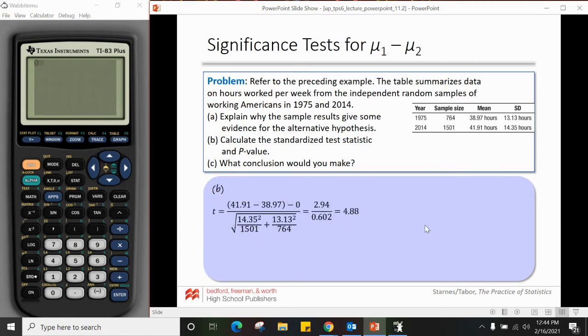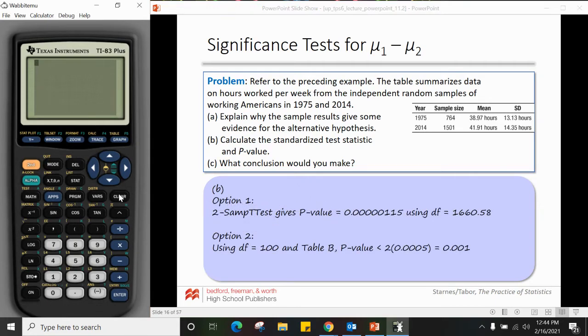They want us to calculate our t-score. So t equals x bar 2014 minus x bar 1975 minus our mu naught, which is 0, over the respective standard deviations. This formula should look very familiar to our confidence interval formula for a difference in means. And basically, we get a t-score of 4.88.